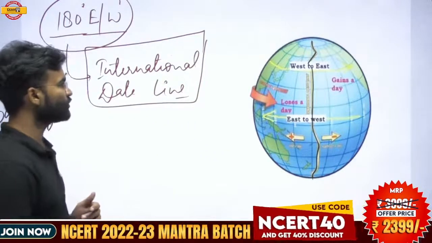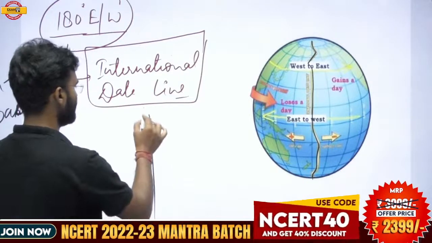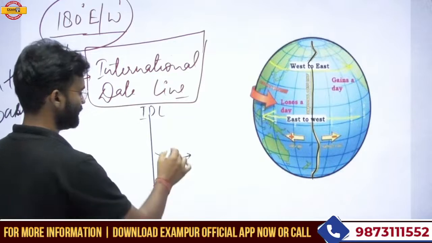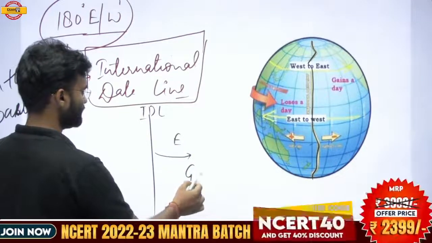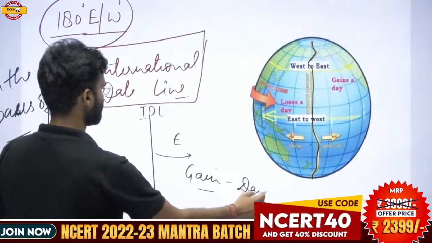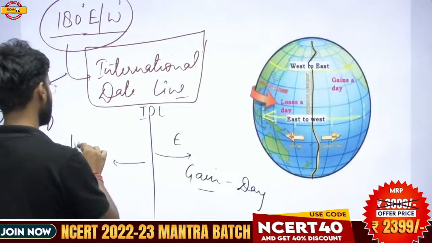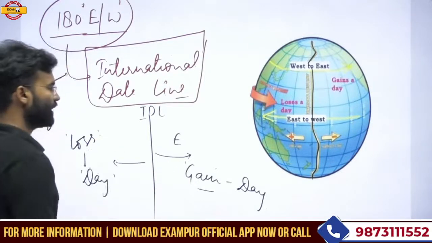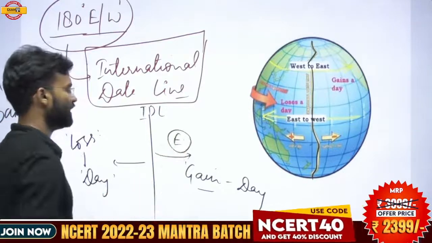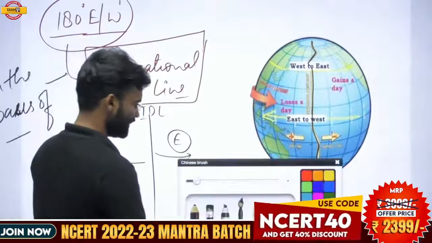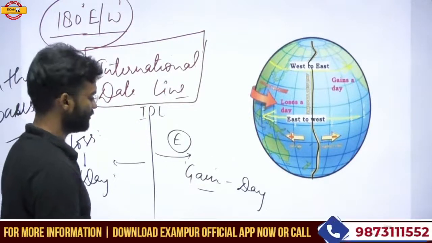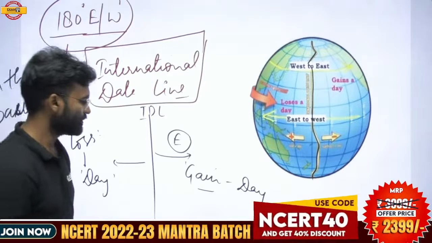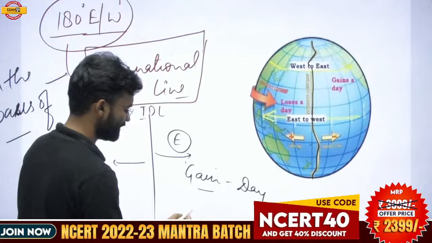Okay. And you should know, if this is the international dateline, and you move from this section to this section eastward, then you will gain a day. And if you move this side, then you will lose a day. Gaining and losing, how? Because this eastern section experiences the sun rays first. Suppose today is the 7th of September. Suppose a person residing here experiences the 7th of September.